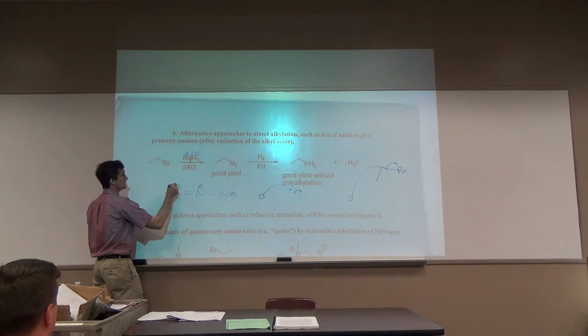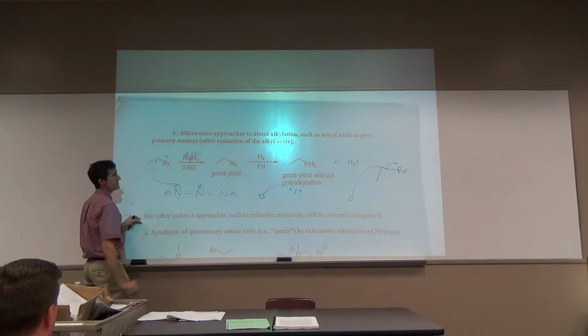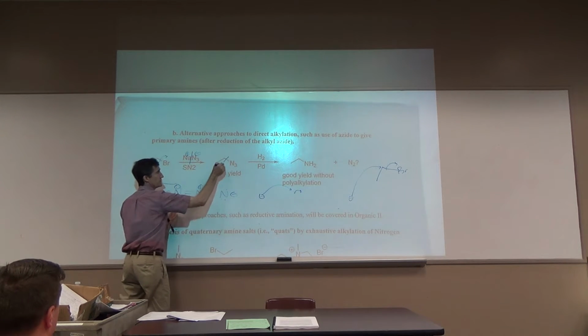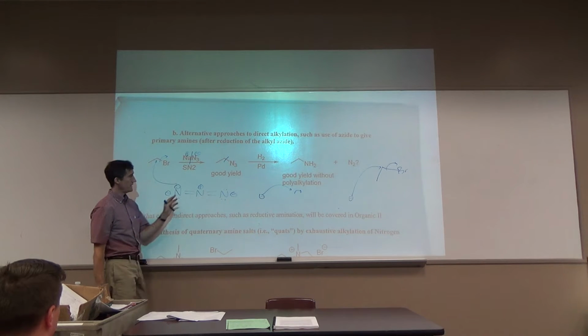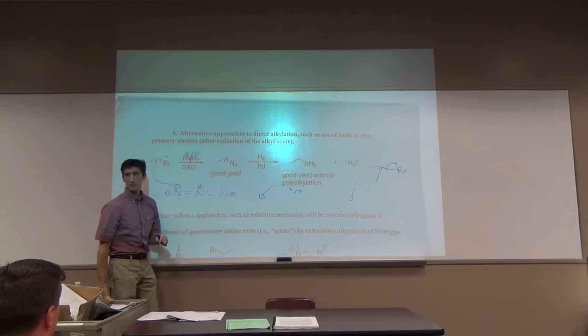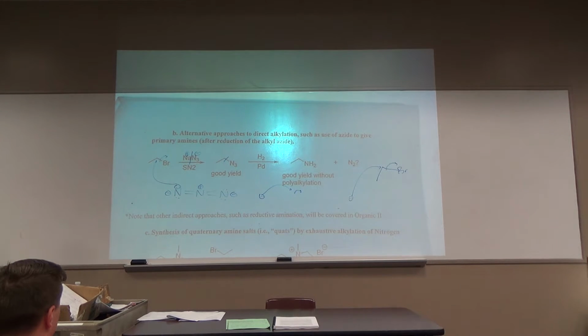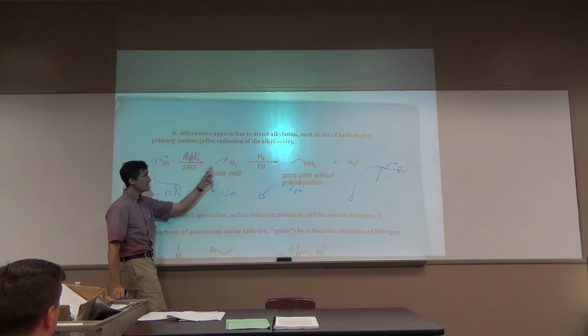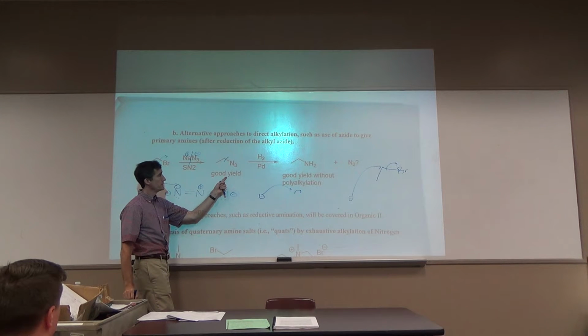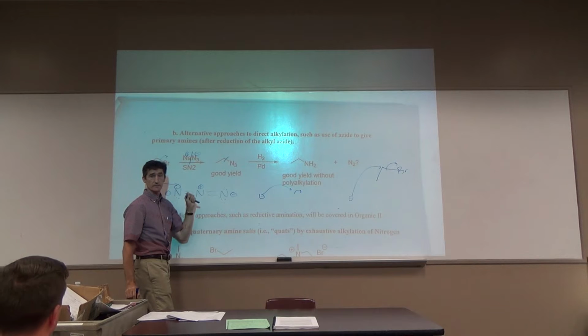So these electrons come in here, kick that off, and we make this bond. Now you have the 3 nitrogens bonded to the carbon. I didn't show the full Lewis structure there, but you can. And you can get this in good yield, because at this point it's no longer nucleophilic. It doesn't react again.